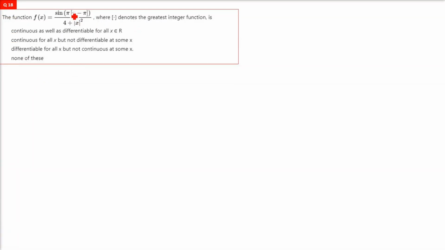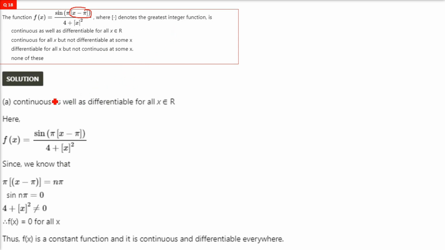This function: see, x minus pi, this is a greatest integer function, and the greatest integer function always gives you the floor value. And we have already talked about this sine theta and a constant function. We know that both are continuous and differentiable everywhere, but let's see where they are not, or whether they will be continuous and differentiable.